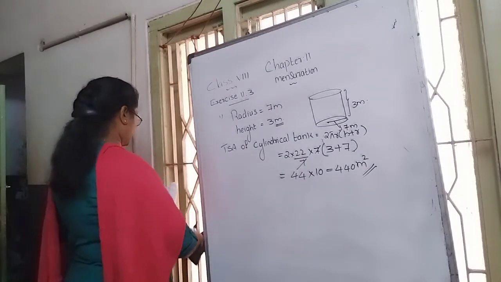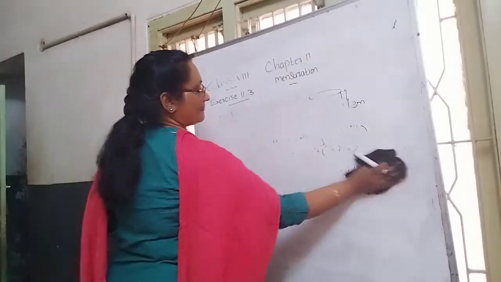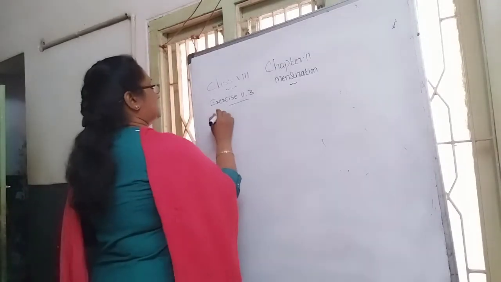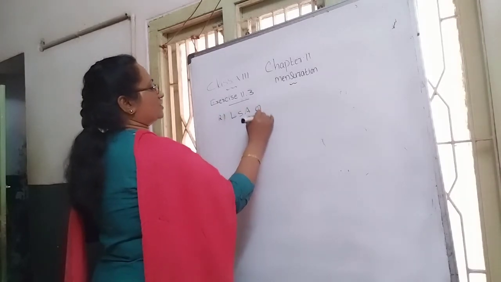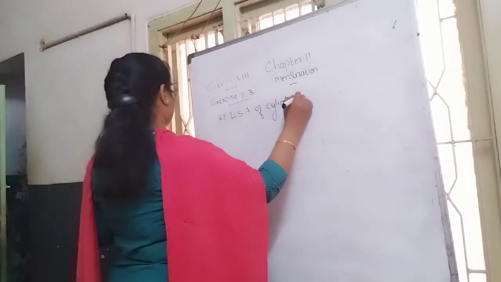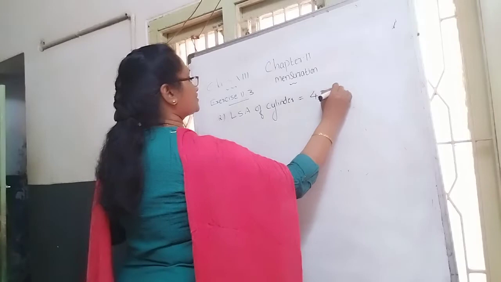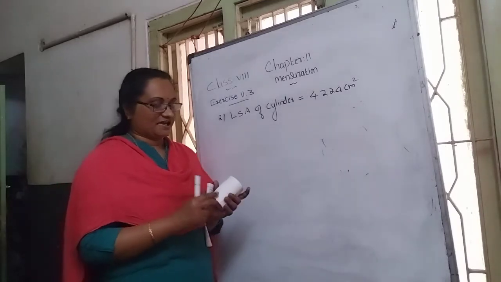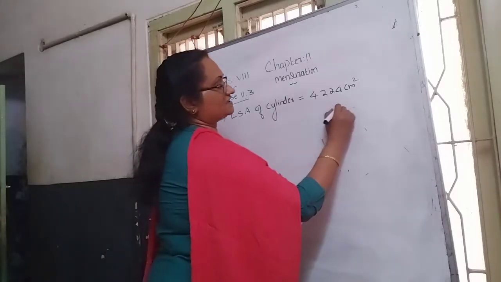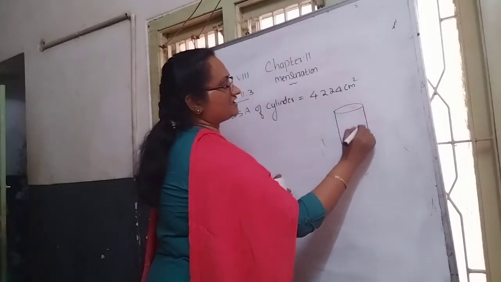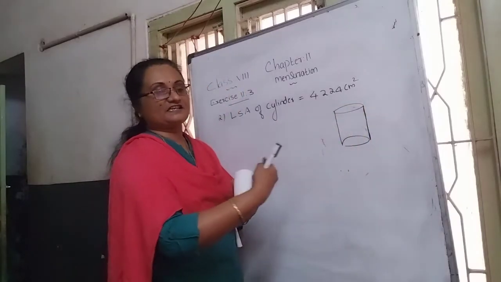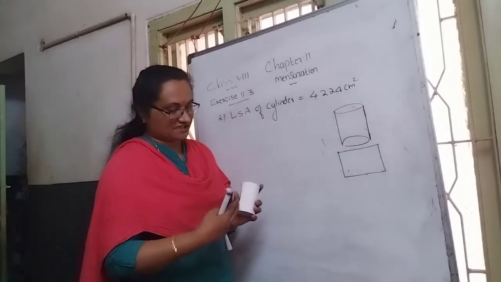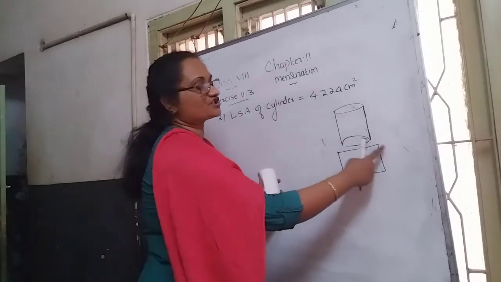Then next question. They say the lateral surface area, LSA, of a cylinder is directly given as 4224 centimeter square. Now this is the cylinder shape. If we cut along the height of the cylinder, we get a rectangular shape, one rectangular paper.